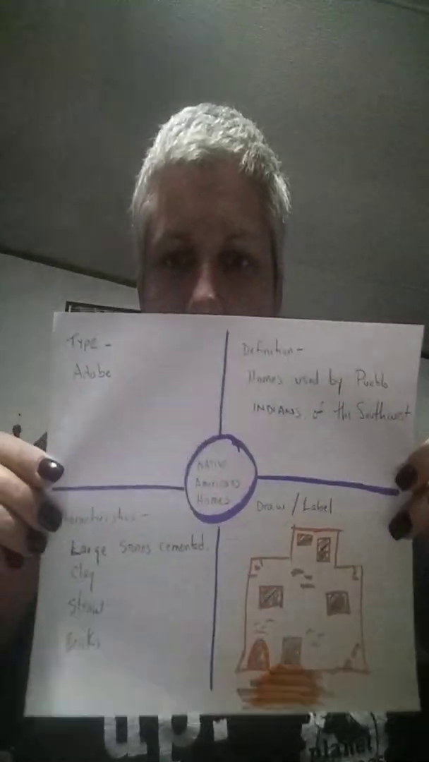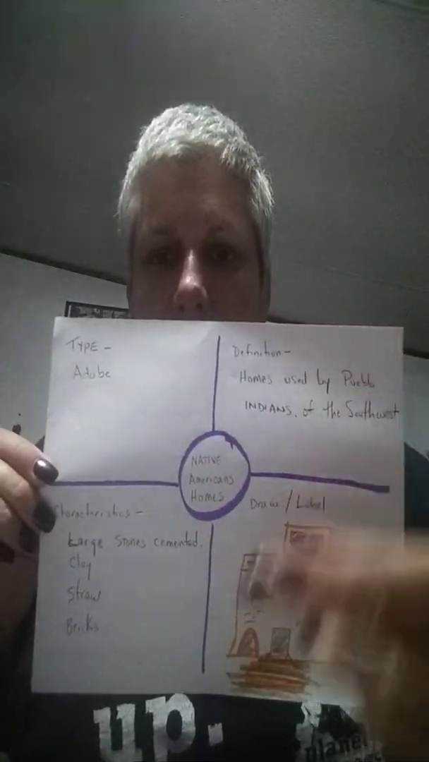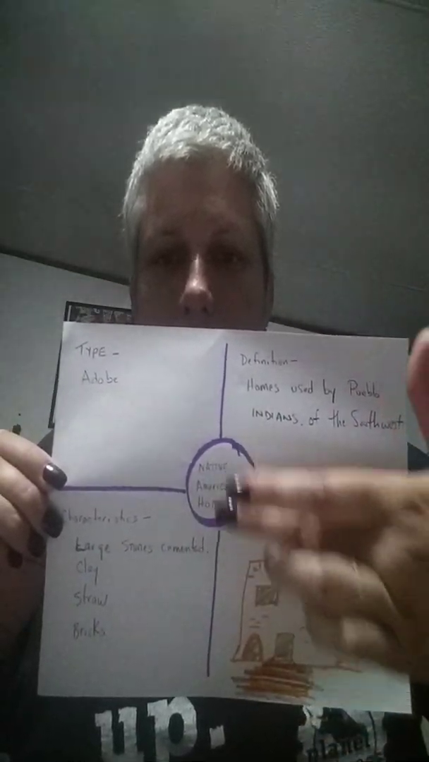So I'm going to show you the model that I did real quick, and then I'll go over it in more detail in just a minute. But the model that I did looks like this. Okay, really simple. You have 4 squares, and then this little circle in the middle.